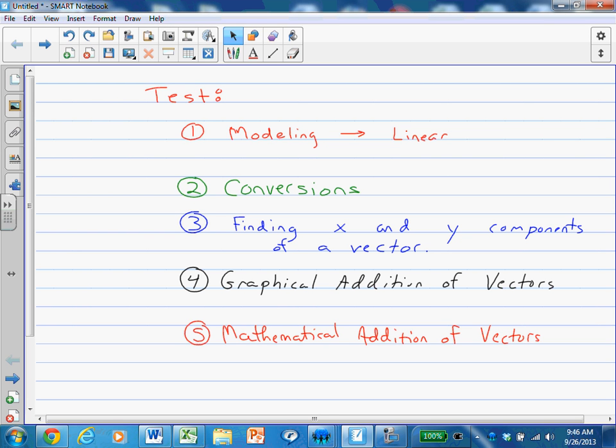Then you'll have a problem with conversions, and you'll have one where it's like converting maybe miles per hour or some similar thing to standard units. So you'll have to know what your standard units are. In that case, it would be meters per second, right? Kilograms for mass, meters for length, seconds for time.